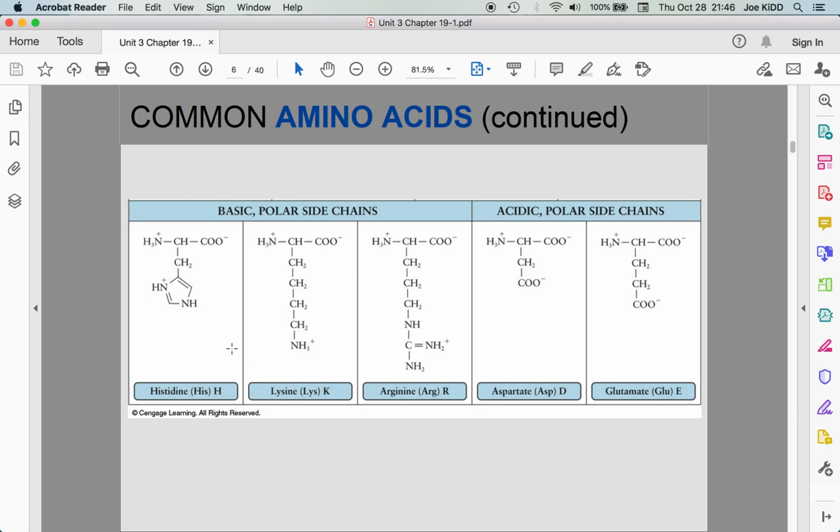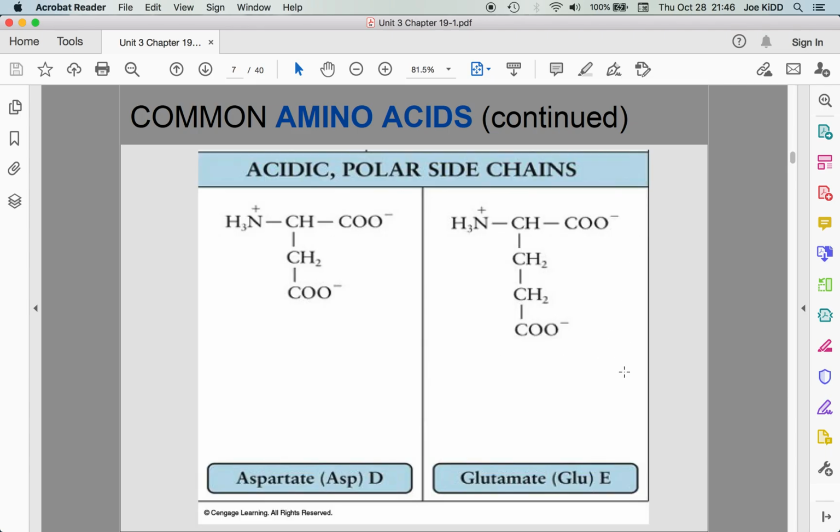We have our basic polar side chains. So these will be things, again, that would be good bases. So these would be things that, in a proper solution, act as a base, or we could have acidic side chains as well.